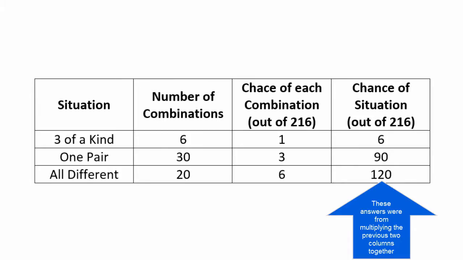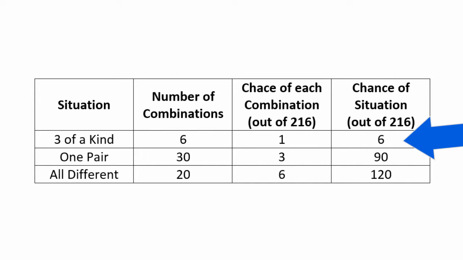And so the probability of that will equal 120 over 216. So as you can see here, the chance of getting all 3 dice the same will equal 6 over 216, the chance of getting a pair will equal 90 out of 216, and the chance of getting all 3 dice different will equal 120 out of 216.